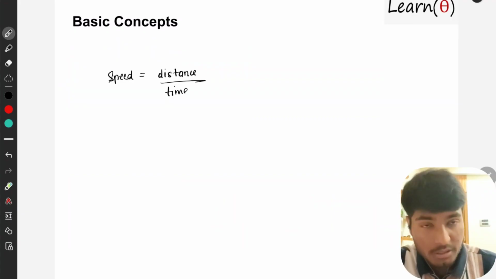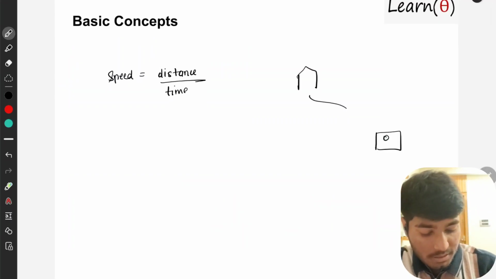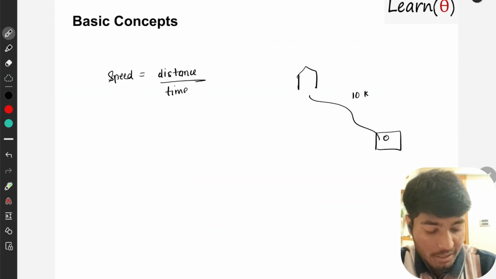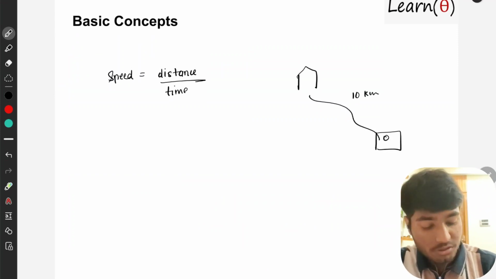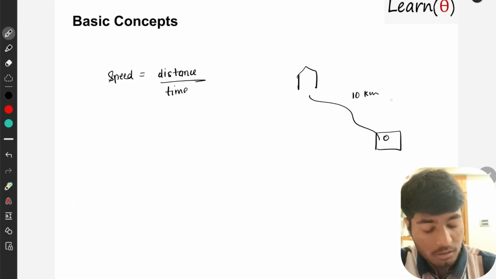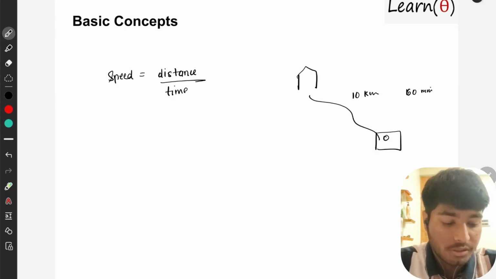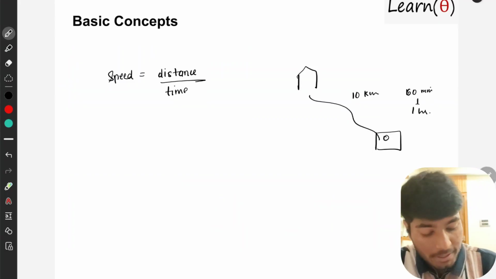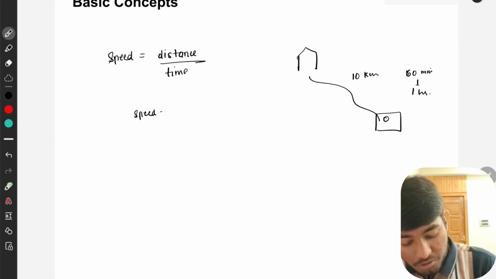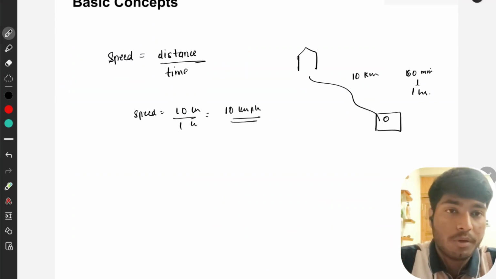Now, let me give you an example for this. Just assume that you are in your house and you want to go to your school. The distance between your school and your house is, let's say, 10 kilometers. Let us just take that you take around 60 minutes. So you travel a distance of 10 kilometers in about 60 minutes. Now 60 minutes means how much? 1 hour, right? So I can say that your speed to travel from your house to your school is equal to 10 kilometers upon 1 hour, that is equal to 10 kilometers per hour. This is your speed.